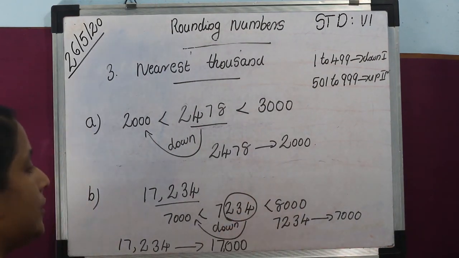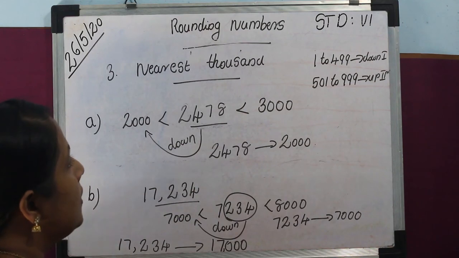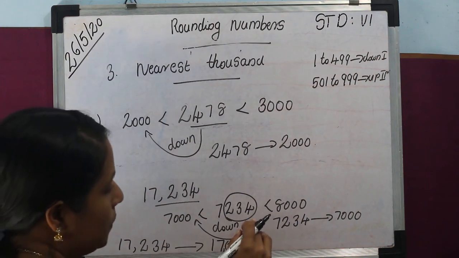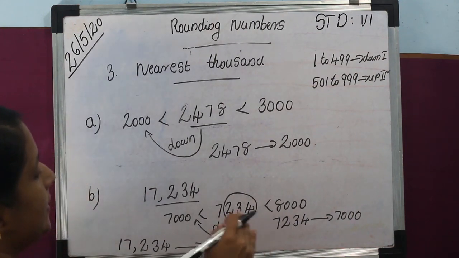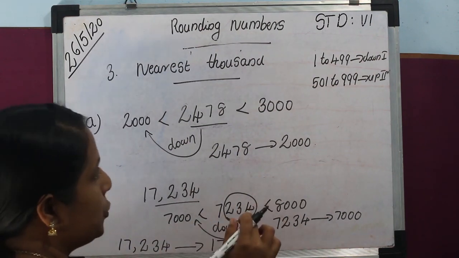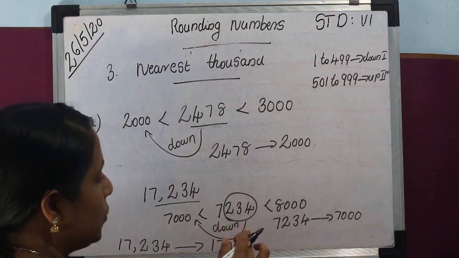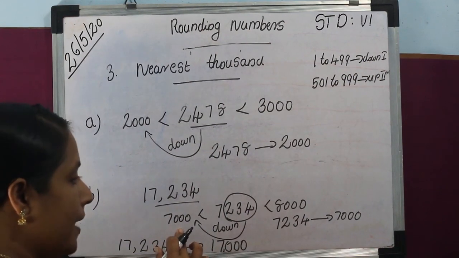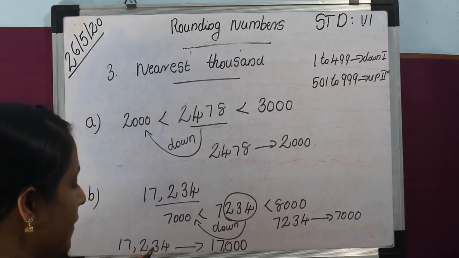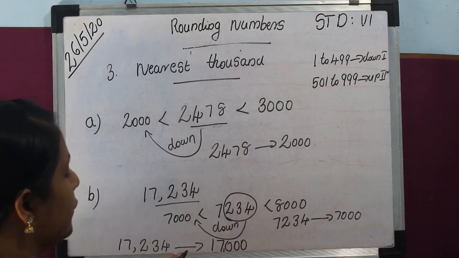Our second question is 17,234. Actually this number belongs to the ten-thousands family. Here we want the nearest 1000 case, so we take only the thousands position number, that is 7234. We also know that this number lies between 7000 and 8000. Then we take the number 234. 234 belongs to the category rounded down to the first number. So 7234 is rounded down to 7000. Actually our number is 17,234. In the place of 7,234 we write 7,000. Therefore 17,234 is rounded down to 17,000.